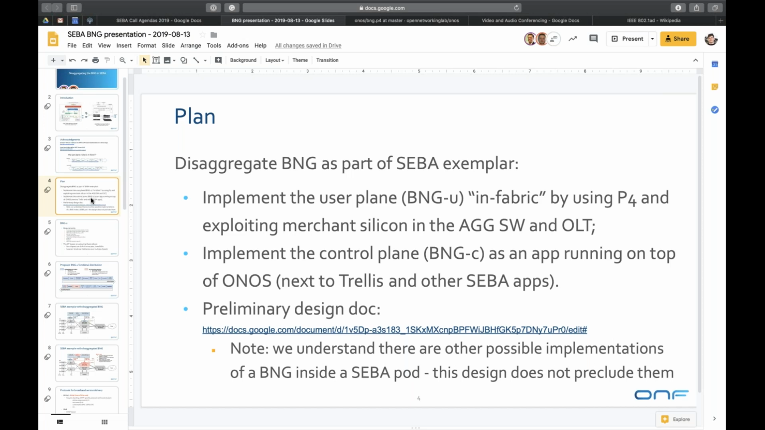As Saurav said, we circulated a preliminary design document a few weeks ago. You can check it out, and you can provide feedback or add to the document directly. It's important to note that we understand there are possible implementations of a disaggregated BNG inside a SEBA pod. This is one option that we decided to pursue first, and this design does not preclude other options.